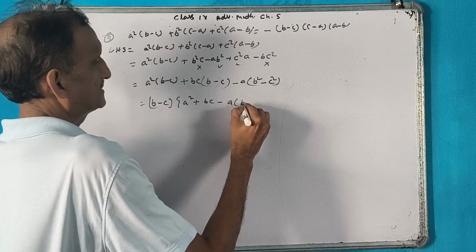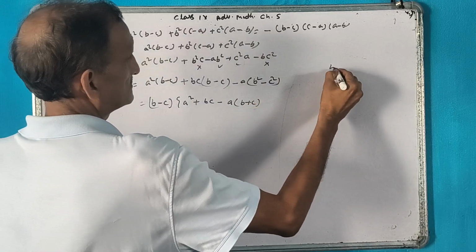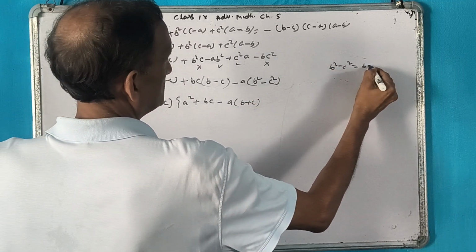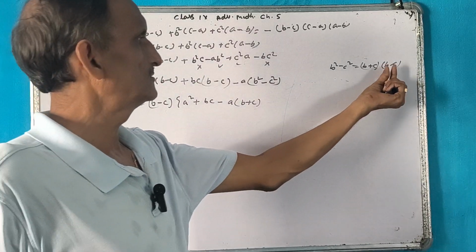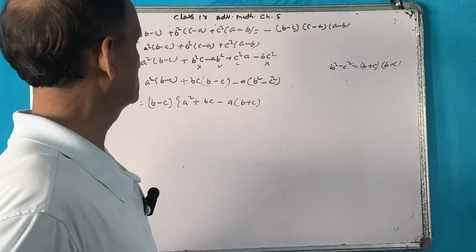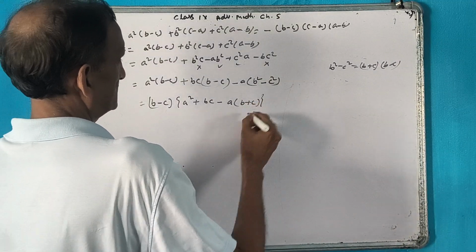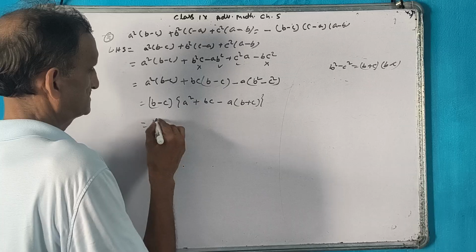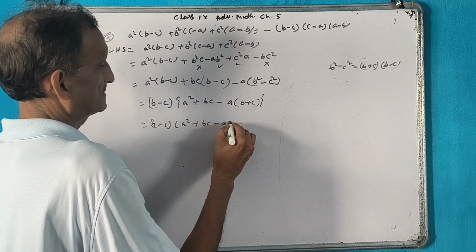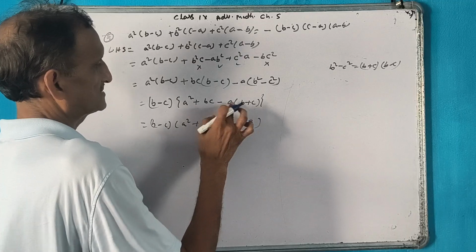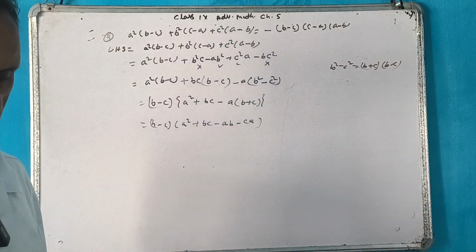You will get b plus c, because b square minus c square equal to b plus c into b minus c. We will take out b minus c, what is left? B plus c. Okay, give bracket here. Then b minus c. Now remove the bracket, a square plus bc. Remove the bracket, what you will get? Minus ab minus ca, because sign will change.